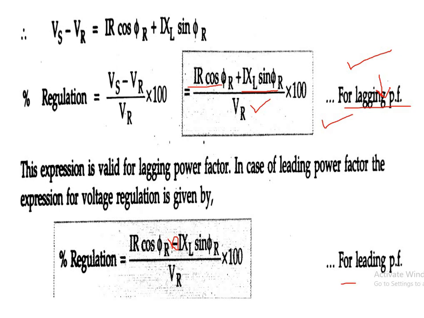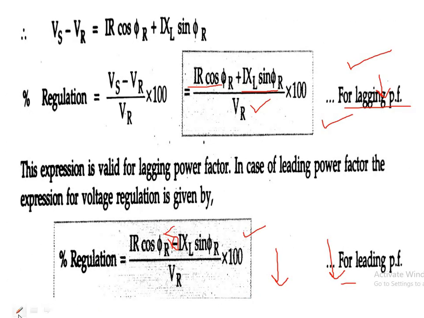Similarly, if the power factor is leading, I into XL sin phi r is greater than I R cos phi r, or else I R cos phi r is less than I XL sin phi r. So for this case, the regulation decreases with decrease in power factor. So this is about the regulation of the short transmission line.